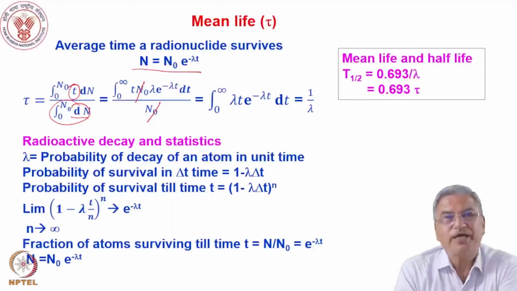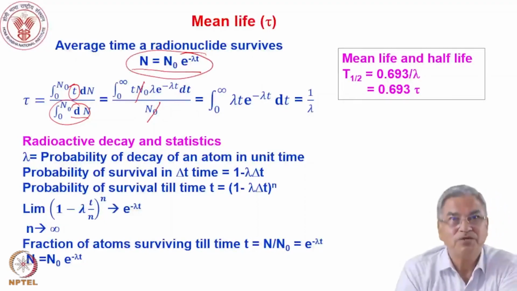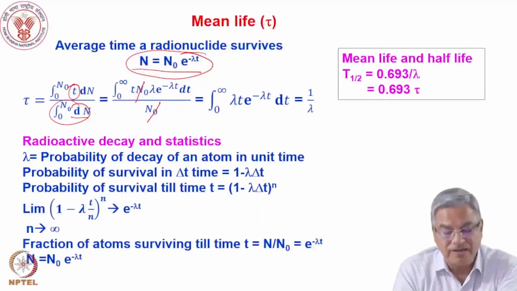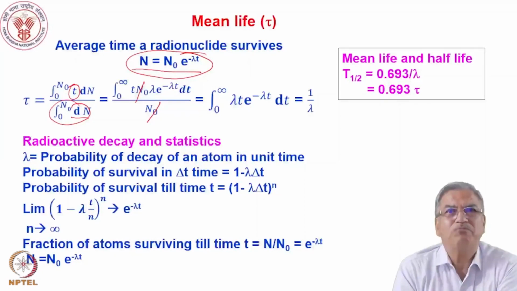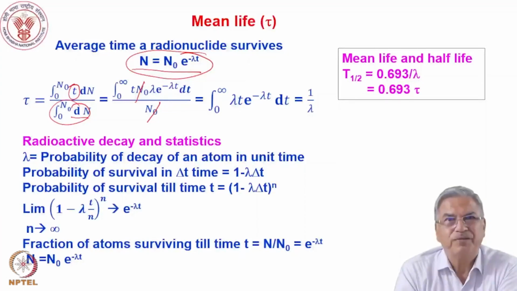There is one more way of deriving the expression N equal to N0 e to the power minus lambda t based on statistics. In statistics, we say lambda, the decay constant, is the probability of decay of an atom in unit time. If that is the definition of lambda, then what is the probability of survival in unit time? 1 minus lambda. Lambda is the probability of decay, so the probability of survival is 1 minus lambda.